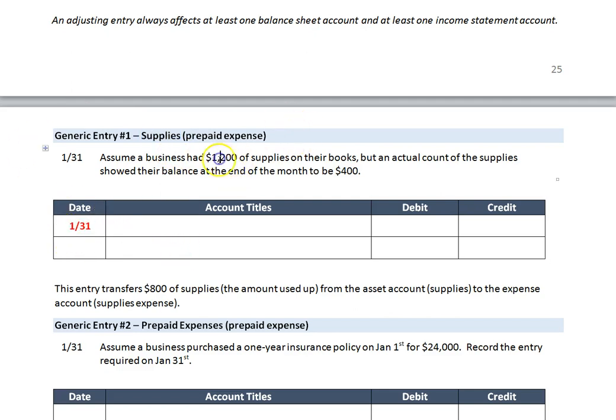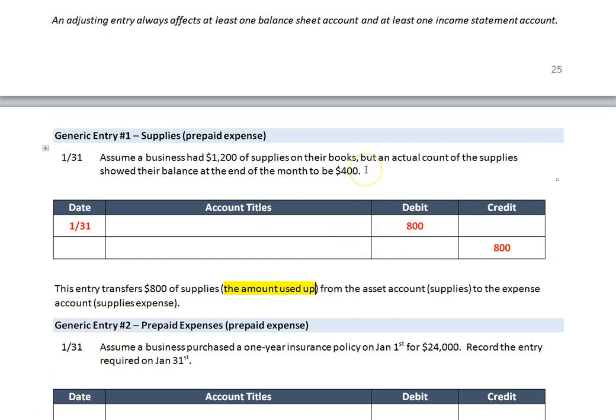So on 1/31, we had $1,200 of supplies on the books, but we actually count them at the end of the month, and we only have $400 left. That means we must have used up some of the supplies, right? The amount we used up is going to be equal to the difference. So it'll be 1,200 minus 400, so it'll be $800. We journalize the amount that we've used up. We do not journalize the beginning or ending balance.